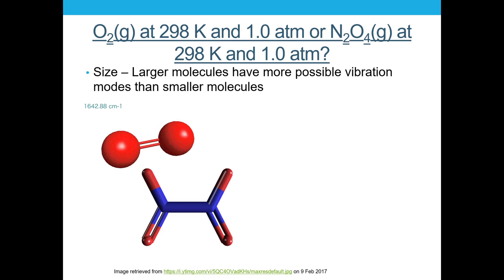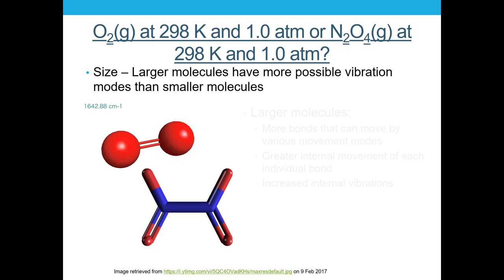All right, and so the last one is we're just comparing two different molecules. We're comparing O2 and N2O4. They're at the same conditions, same temperature, and same pressure, so all we're really looking for is the difference in the molecular size. In the picture on the left, we have oxygen up top, the two red, and down on the bottom we have dinitrogen tetroxide.